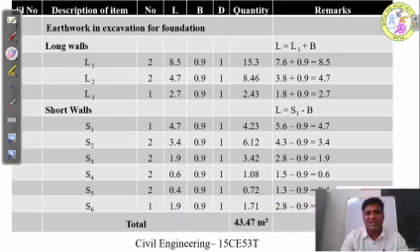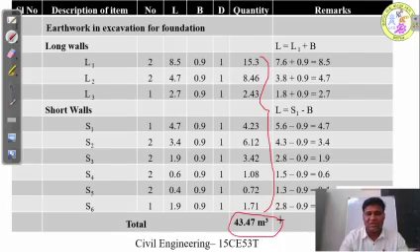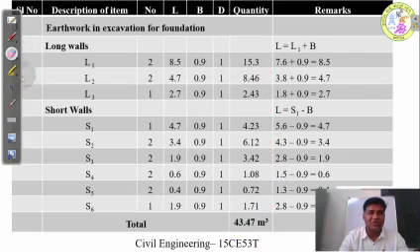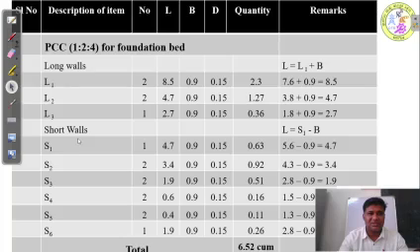So in this manner, I have completed the calculation of the quantities for all the long walls and short walls, and now I am going to make the summation from here to here. This total will give me the quantity of the earthwork for this building, that is 43.47 meter cube is the unit for the earthwork. So this completes the process of how to calculate the earthwork for a building using long wall and short wall method. Next is PCC.